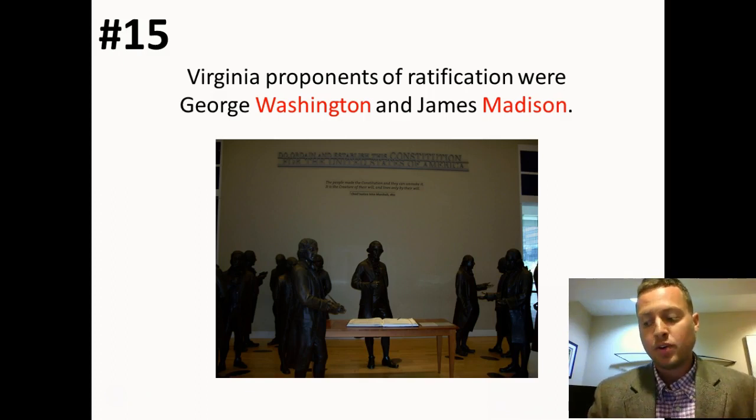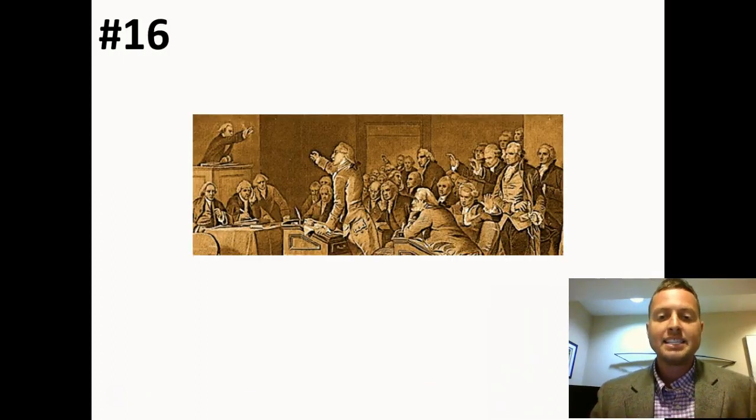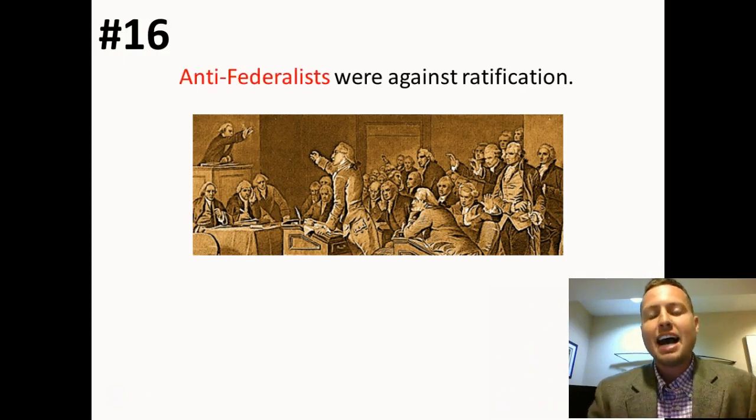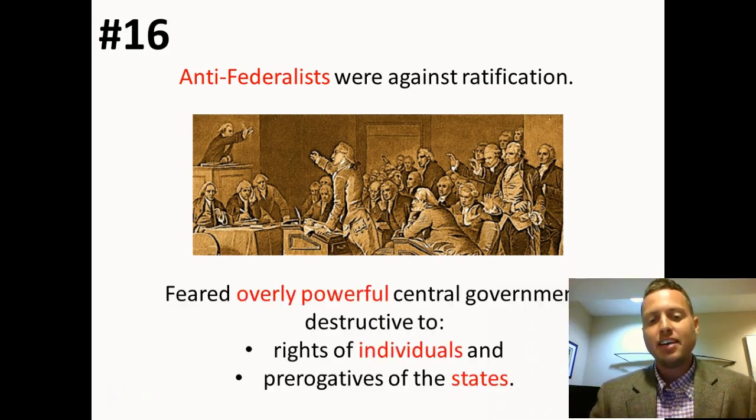All right, what's that other group? Anti-Federalists, baby. Anti-Federalists were against ratification of the Constitution. Just like right after the American Revolution, Anti-Federalists were fearful of an overly powerful central government. They feared that the government would destroy the rights of individuals and the prerogatives of the states. The states would not be able to do what they wanted to do.